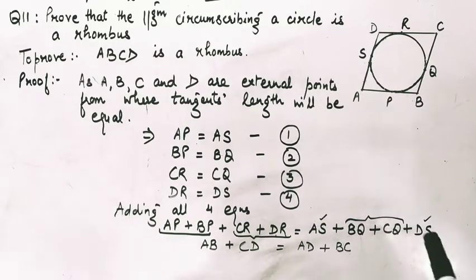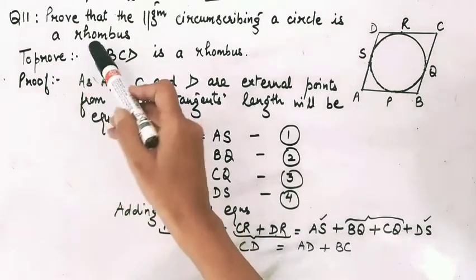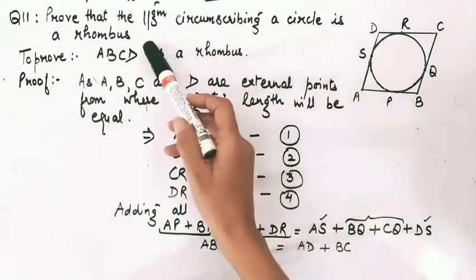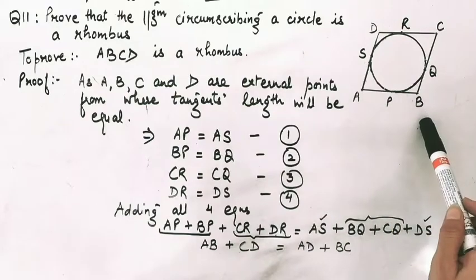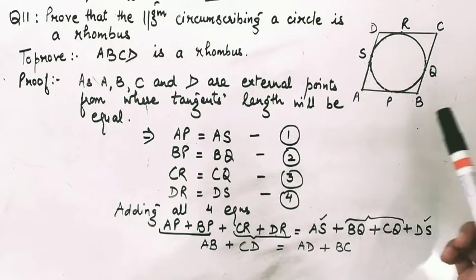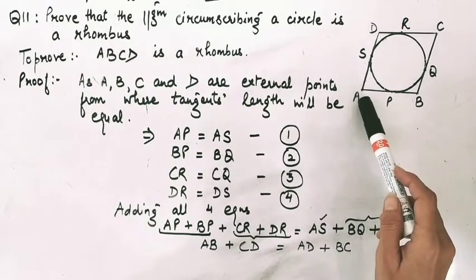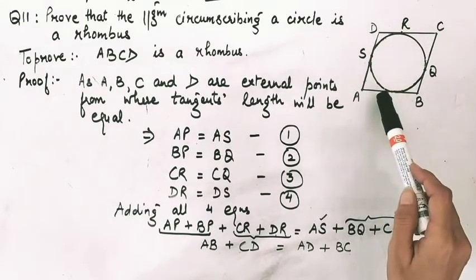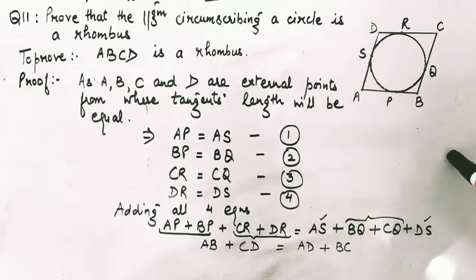Now question number 11 from exercise 10.2. It is completely related to what we did in question 8. Okay, now let us discuss this. It says: prove that a parallelogram circumscribing a circle is a rhombus. The figure would be the same. Initially we had a quadrilateral, but now it's a parallelogram. ABCD is a parallelogram. It is circumscribing a circle, and we are asked to prove that it is a rhombus.